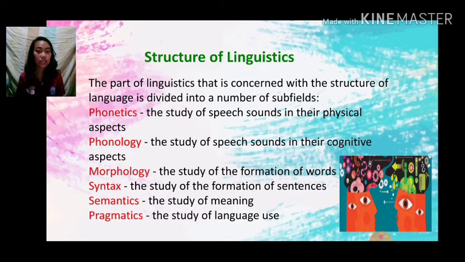Semantics, the study of meaning. It attempts to analyze the structure of meaning in language and deals with the level of meaning in language. And the last, pragmatics, the study of language use. It deals with the contextual aspects of meaning in particular situations. It studies how language is used in real communication. So, these six structures of linguistics are very important in studying linguistics.